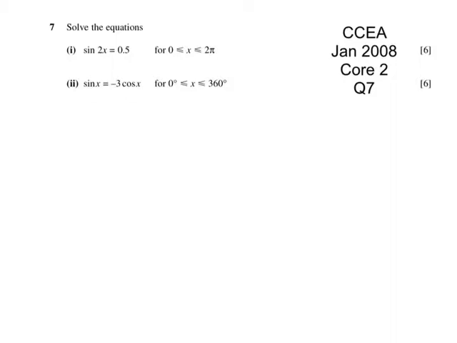Sine 2x equals 0.5 from 0 to 2 pi. So the first thing that tells me is that my answers must be given in radians. You have two choices. You work in degrees and then convert your final answer to radians, or switch your calculator into radian mode and work through the question in radians. I'm going to do the second. I'm going to work through in radians. We should end up with the same answer.